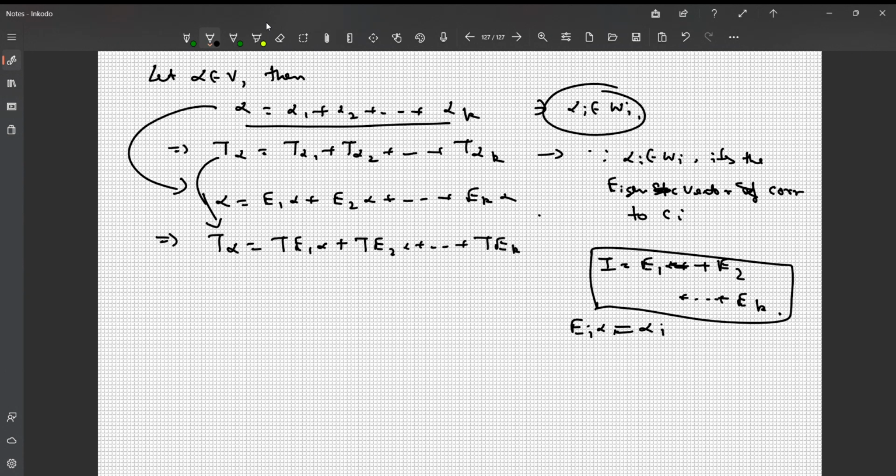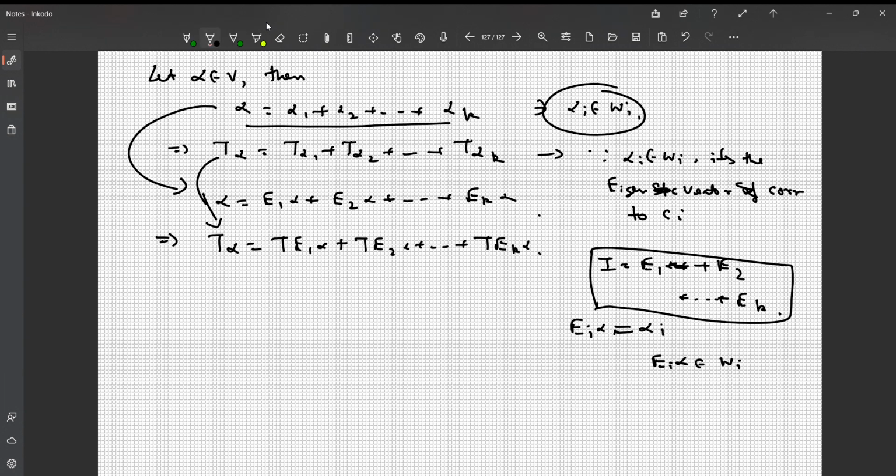T of alpha is T of E1 alpha plus T of E2 alpha and so on till T of Ek alpha. Now each Ei alpha belongs to Wi, so they are eigenvectors associated with the eigenvalue Ci. So it's C1 E1 alpha plus C2 E2 alpha and so on till Ck Ek alpha.